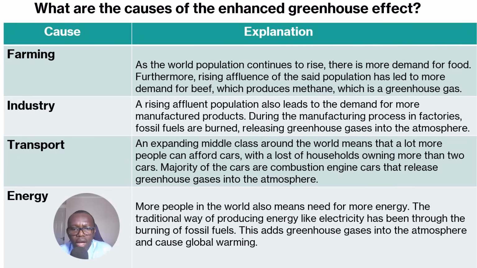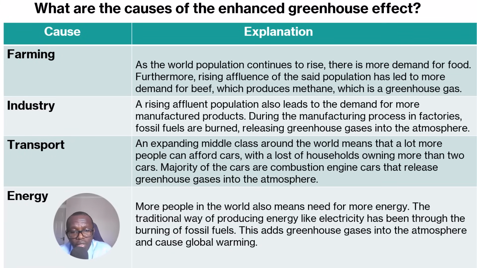Okay, so what human activity is causing the enhanced greenhouse effect? We'll talk about 4 causes here, and the first one is farming. The world's population is growing fairly rapidly, and as a result of that, there is a demand for more food. And we know that when food is being grown, for example, rice paddy fields, those can produce a lot of methane, which is a greenhouse gas. Beef as well, in the ranches where cattle are being kept for beef, we also have a lot of methane being released, and that is also a greenhouse gas that is leading to the enhanced greenhouse effect.